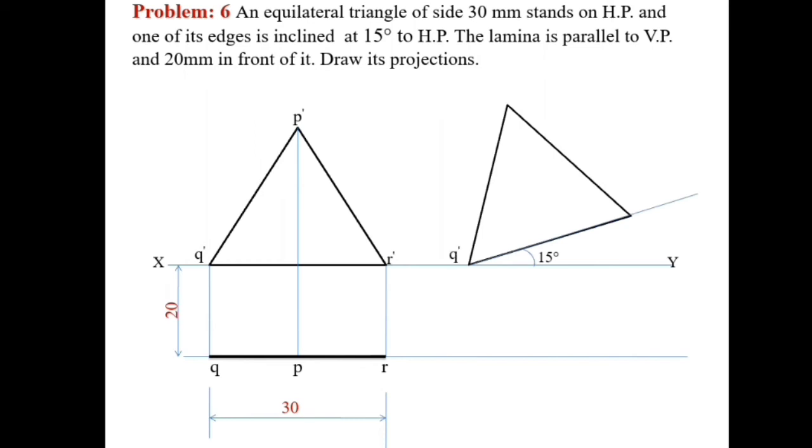Then you will locate the same points here. Finally, you will project all the points up to 20 mm below the XY reference line. You will get the true shape of the straight line in the top view.